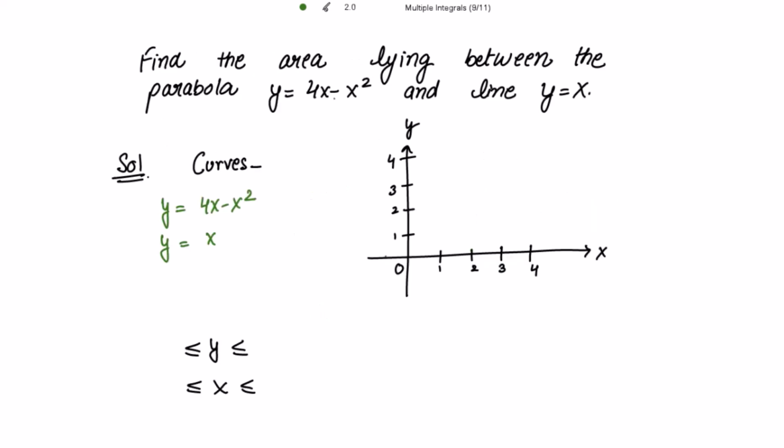And now solving the example: find the area lying between the parabola y equal to 4x minus x square and the line y equal to x. Now how to sketch the region for these two curves?